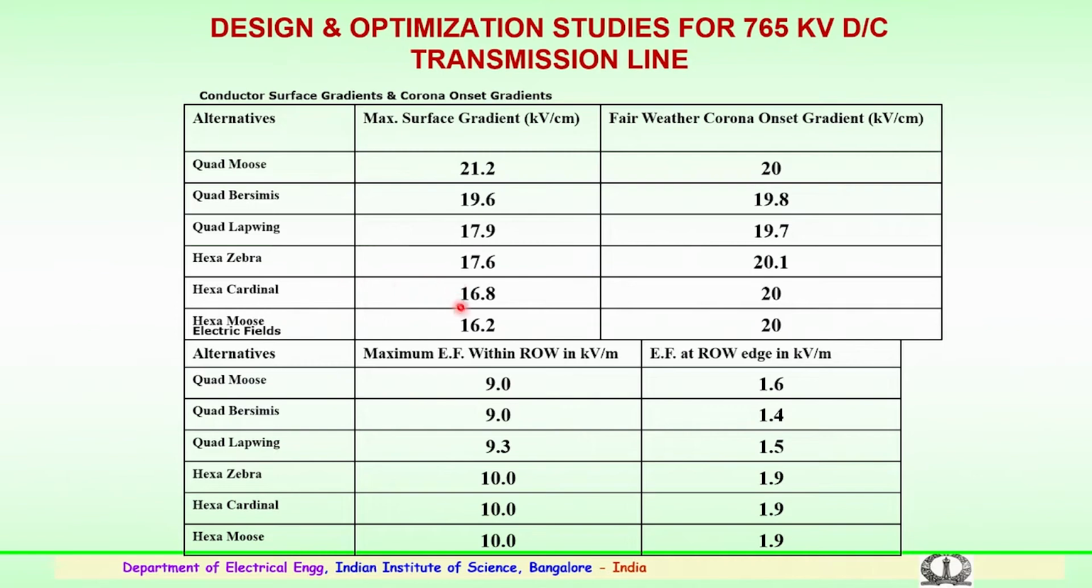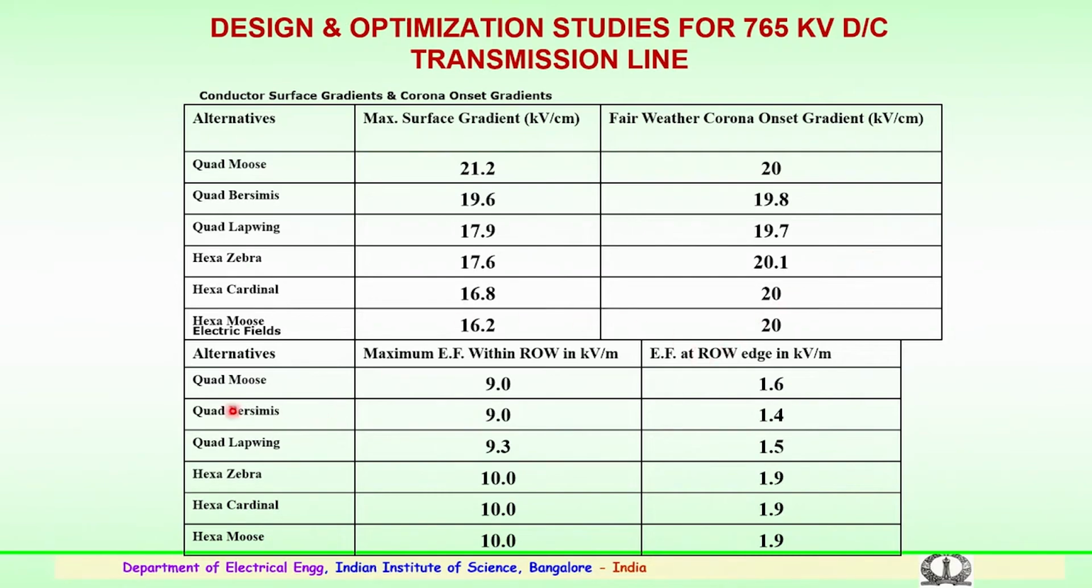Several of these options were tried out, and you can see the surface gradient studies which have been conducted show the values from 21.2 to 16.2 kV per centimeter, and the corona onset gradients were seen to be anywhere between 19.7 to 20.1 kV per centimeter.